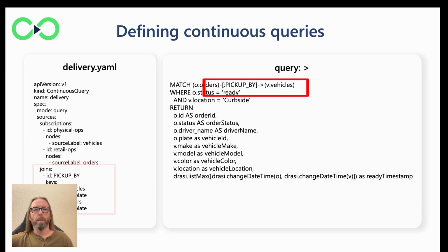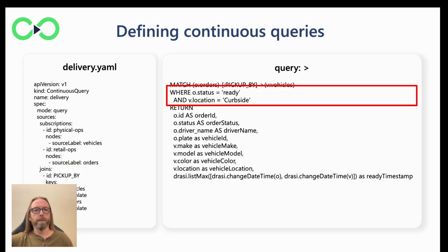So if we find that pattern, and then we look at the order, it needs to have a status of ready, and we look at the vehicle and it needs to have a location of curbside. So if all of that is true, those conditions are met, this set of data, this instance of an order and a vehicle, falls within our desired result set. So we assume, because they're in the set, that this is an order that we need to add to the result set and propagate out, saying that the order's ready and needs to be taken out.